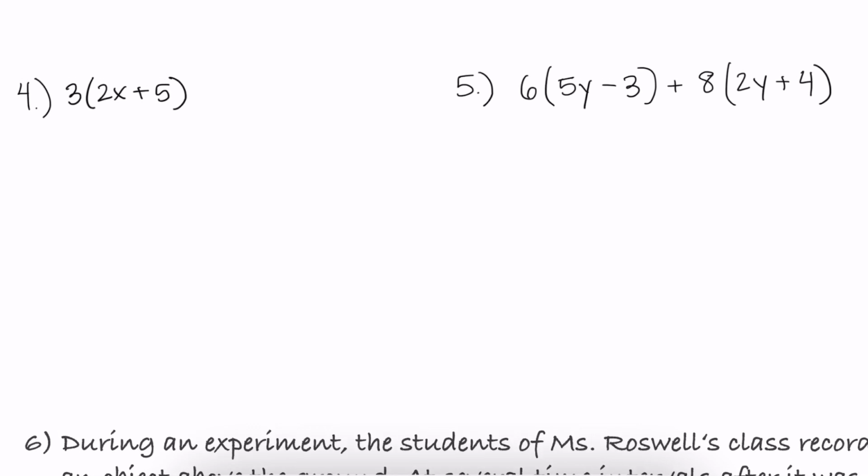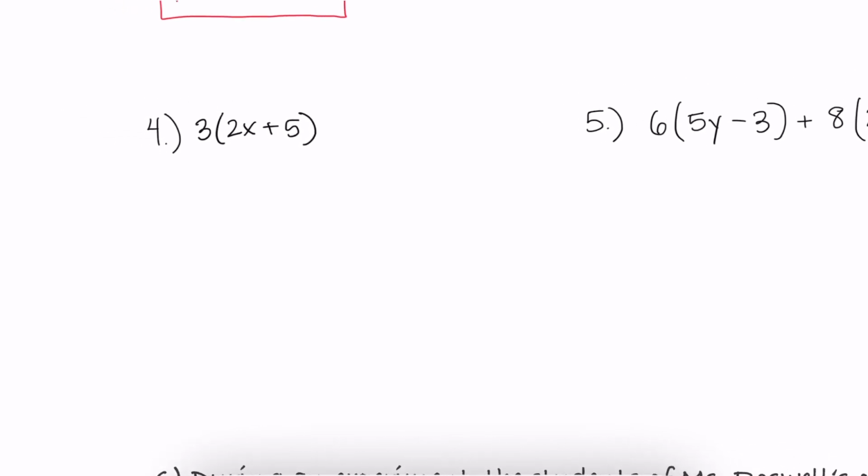Now, 4 and 5 are problems related to the distributive property. The distributive property just states that we can distribute this outside term into the terms in the parentheses. So if I distribute this 3 into 2x, I get 6x, and then 3 times plus 5 is plus 15, and that's our final answer for problem 4.